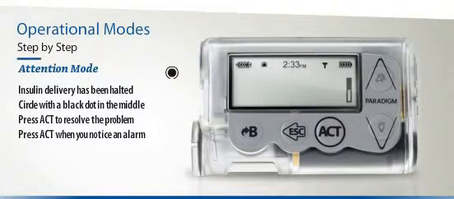The last mode is Attention mode. This is the most important because it means all insulin delivery has been stopped completely, which is indicated on the screen with a round circle with a black dot in the middle. By pressing Act immediately, you will find out which alarm is currently operating, which will help you to quickly resolve the problem.